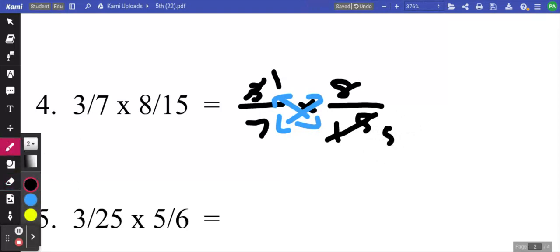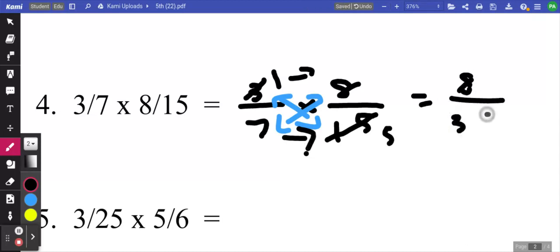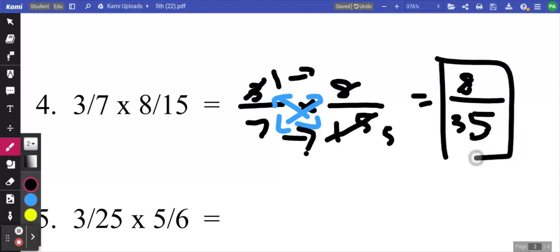And so now you're going to multiply the new numbers across. 1 times 8 is 8 over 5 times 7, or 7 times 5 is 35. And we can't reduce it any further, so this is your new answer.